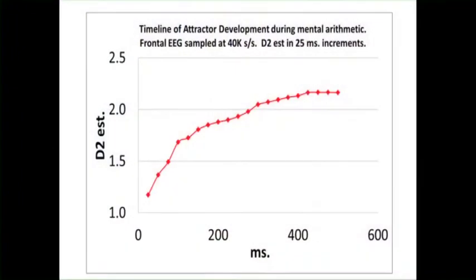So what we did was add 25 milliseconds at a time. So we go 25 milliseconds, 50, 75, to see how long it takes for this attractor to blossom out, expecting it to plateau out after a certain time when it was fully formed. And it seems that it forms, in this case, in about 400 milliseconds.